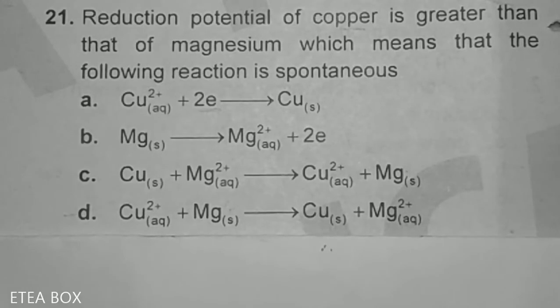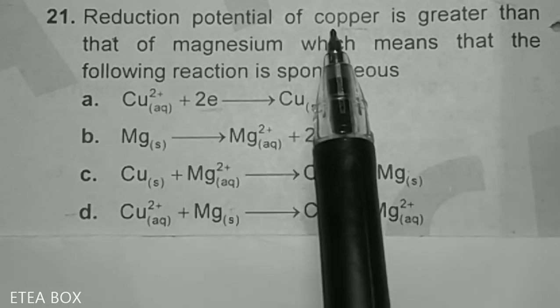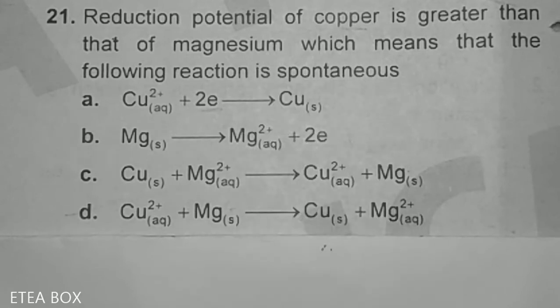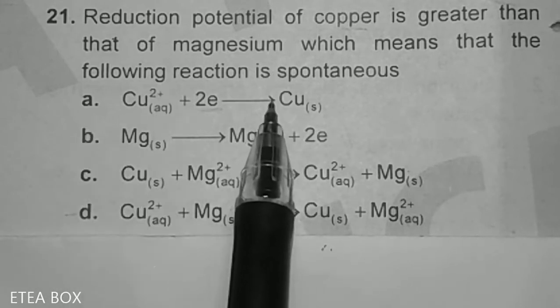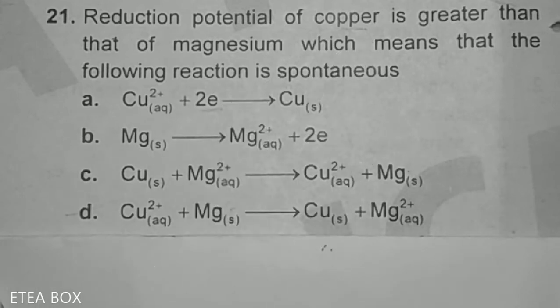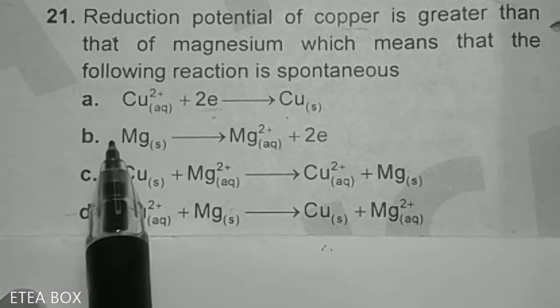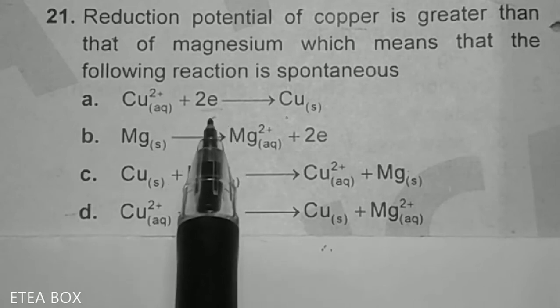Reduction potential of copper is greater than that of magnesium, which means that copper has greater tendency to gain electron as compared to magnesium. Now look at the following reaction. We have to find the spontaneous reaction here. Spontaneous means that copper will gain electron and magnesium will lose electron. Now look at here. Copper has gained electron. Here option A is correct, but the problem is that we don't know from where this electron comes.